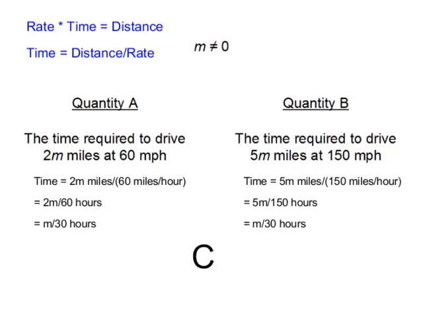A more intuitive approach might be to notice that 5m miles is 2.5 times the 2m miles. Likewise, 150 miles per hour is 2.5 times 60 miles per hour. So if you're covering 2.5 times the distance at 2.5 times the speed, you'd still get there in the same amount of time.